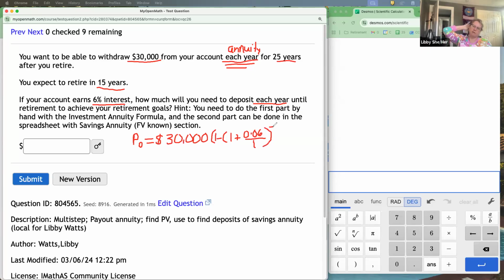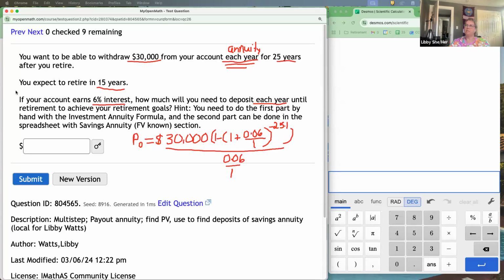We have two different years given here, but the $30,000 goes with the 25 years. So 25 times 1. And close the parentheses there, and that's all over 0.06 divided by 1.